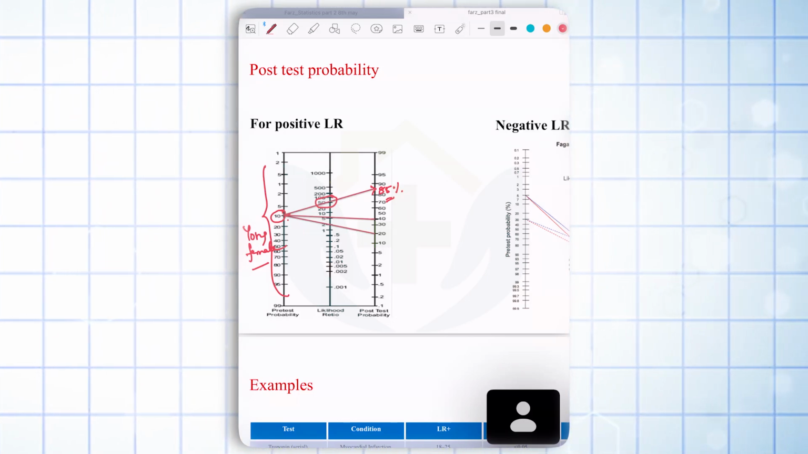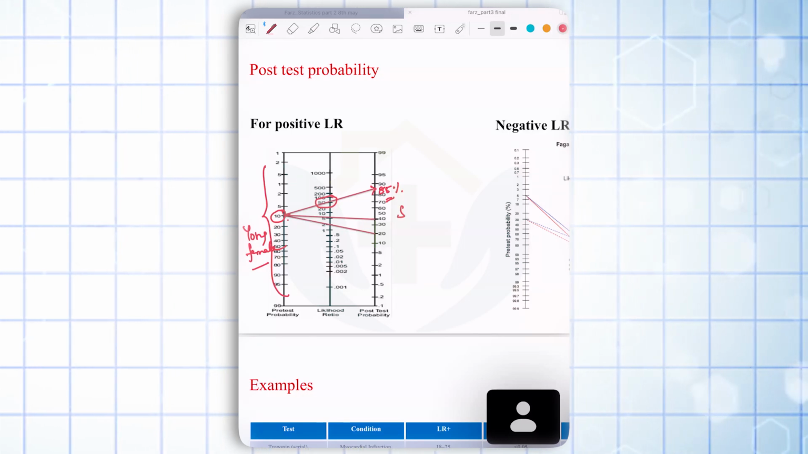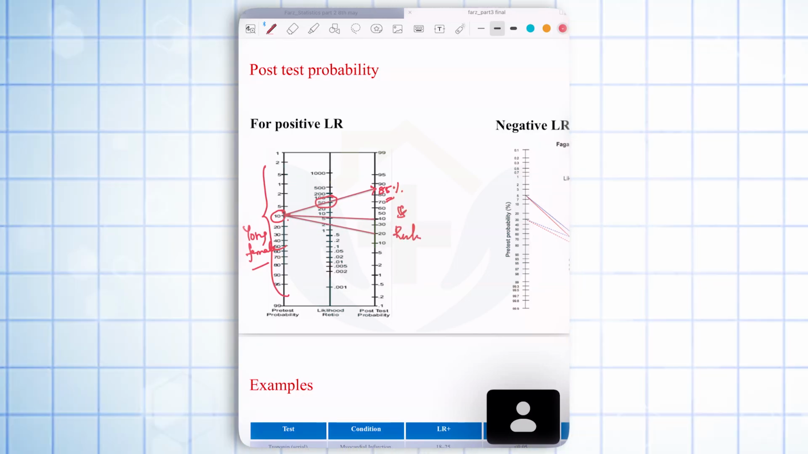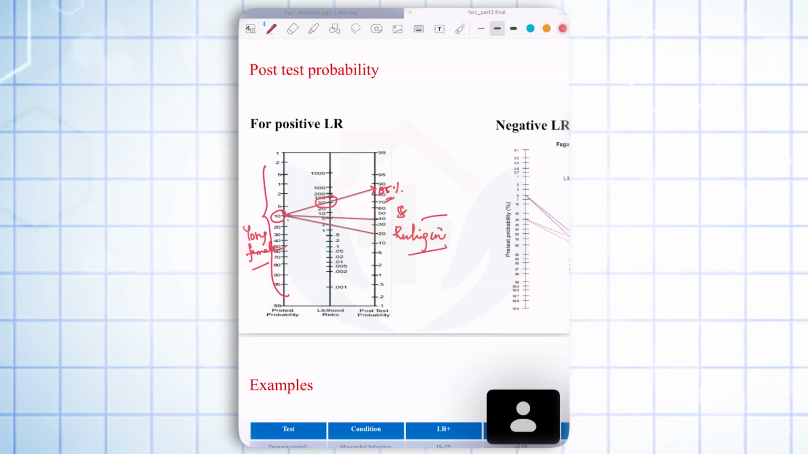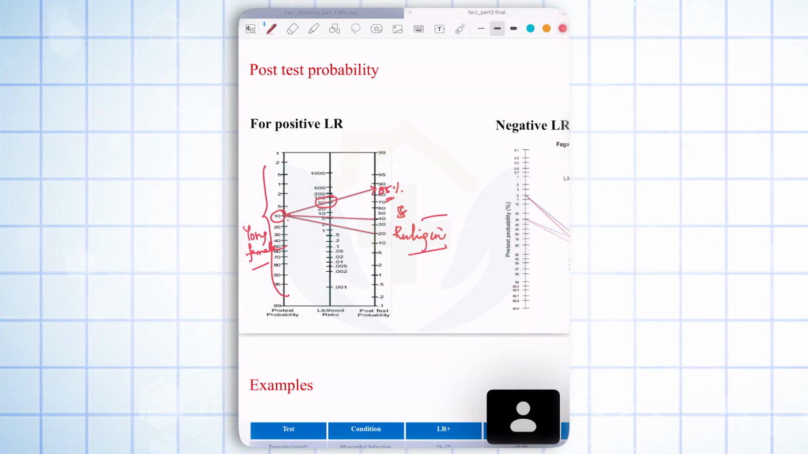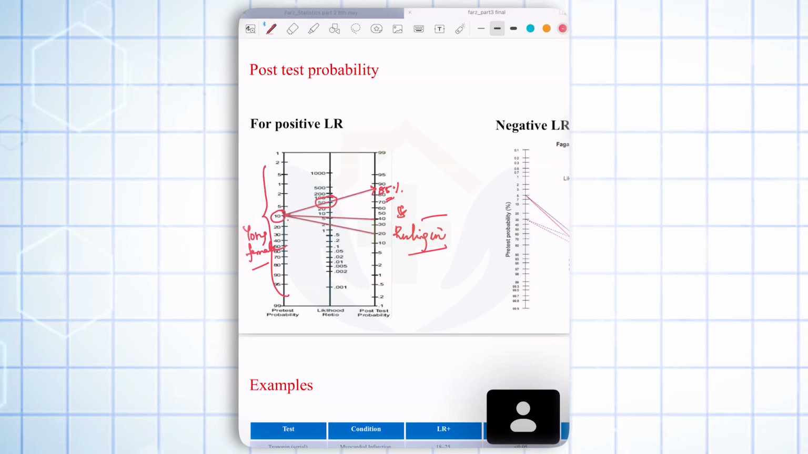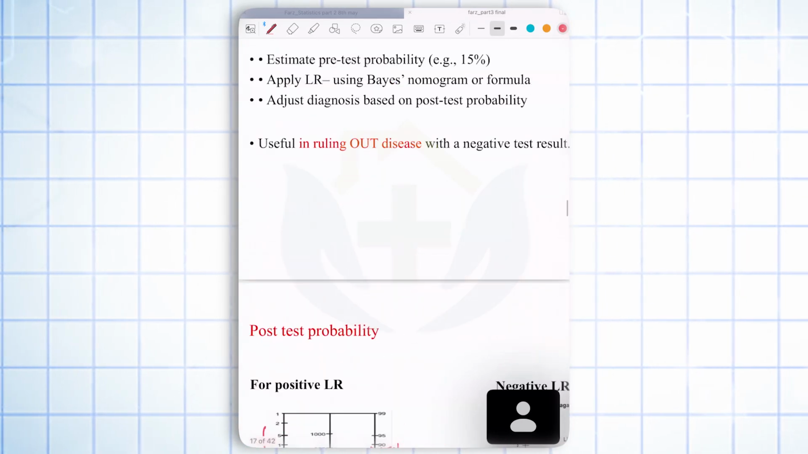So this is called ruling in disease. Now I'm ruling in myocardial infarction. I will be doing further tests to confirm it. Okay, so that is the positive likelihood ratio. Now coming to the negative likelihood ratio.